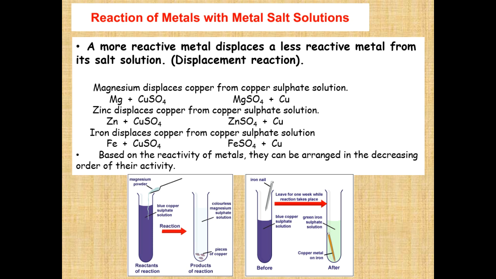Reaction of metals with metal salt solution. A more reactive metal displaces a less reactive metal from its salt solution. This is called a displacement reaction. You can see the reactions in detail.